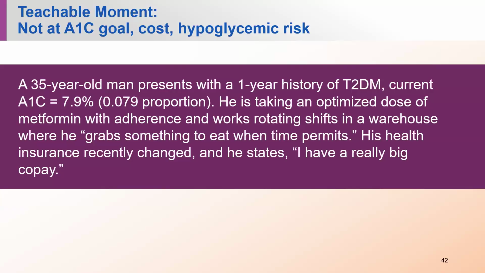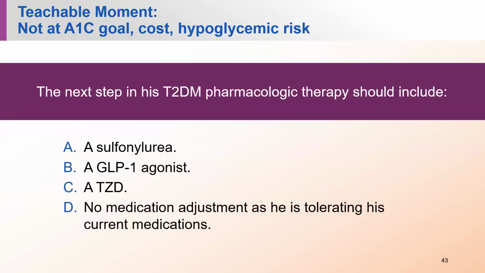So that is something that should make the reader of this question say, all right, we need to avoid really expensive meds. The next step in his type 2 diabetes pharmacology should include A, a sulfonylurea, B, a GLP-1 agonist, C, a TZD, D, no med adjustment as he's tolerating his current meds. Well, what's the teachable moment here? He's not at A1C goal. We need to consider cost and we need to avoid hypoglycemic risk.